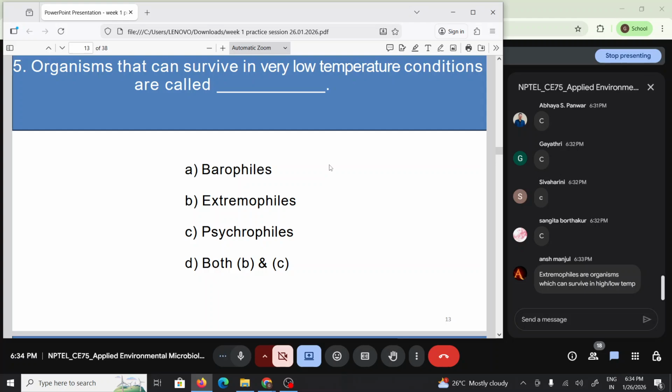So pretty much all of you have the same opinion that barophiles can survive in extreme pressure conditions, and psychrophiles thrive in extremely low temperatures, which was the question again. And extremophiles is kind of an umbrella term, right? Barophiles can be called extremophiles, psychrophiles can be called extremophiles, thermophiles, acidophiles, alkaliphiles, whatever, they can be called extremophiles. So do you still think C is the right answer for this question?